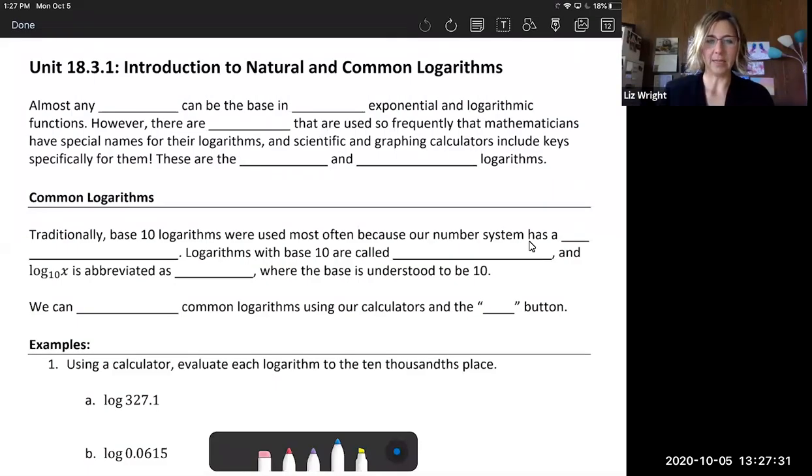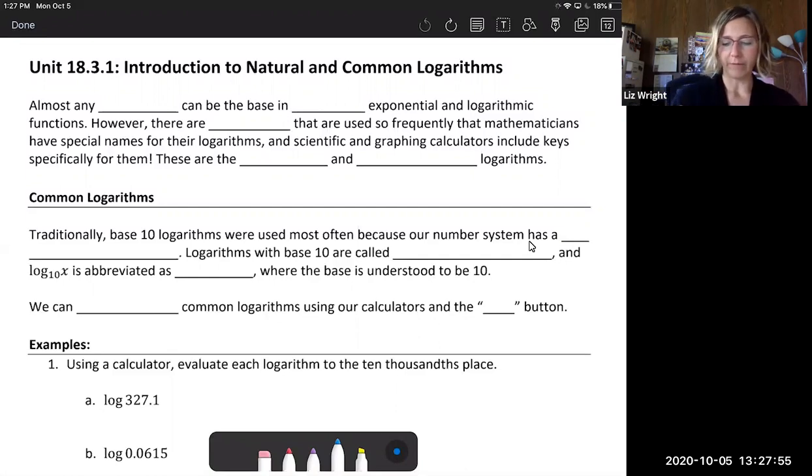Hi everybody. In this video, we are going to be talking about 18.3.1, which is Introduction to Natural and Common Logs. We're first just going to start by giving you a general overview of what in the world they are and how we find them on our calculator. And then we'll move into learning how to graph them too.